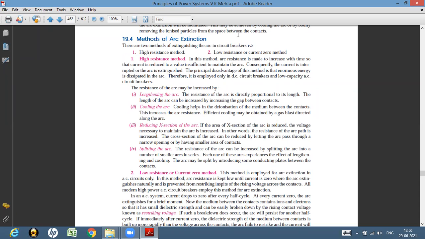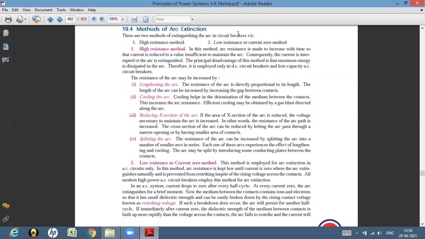So what will happen in this method? Arc resistance is kept low until the current is zero, where the arc is extinguished naturally, and it prevents restriking in spite of the rising voltage across the contact. So in all modern AC circuit breakers, we are basically using this method, that is the current zero method or low resistance method, to extinguish the arc.